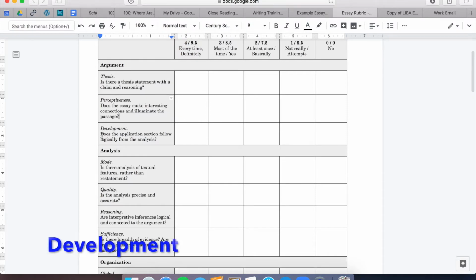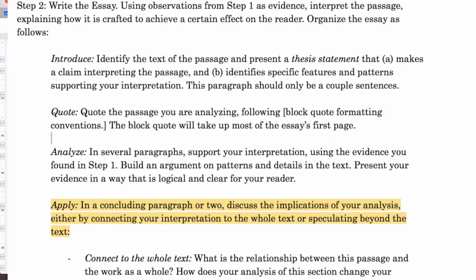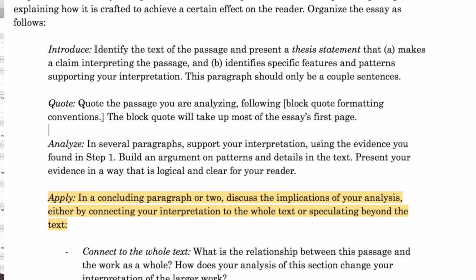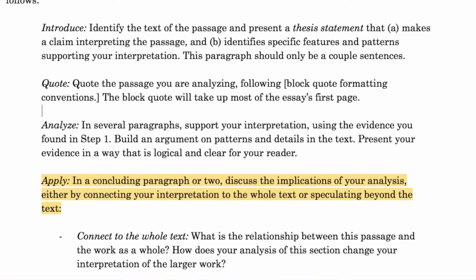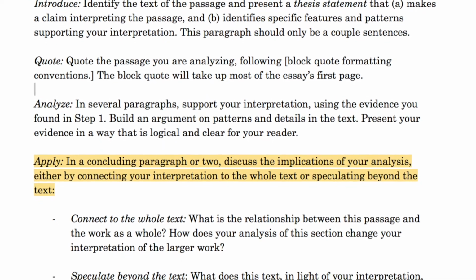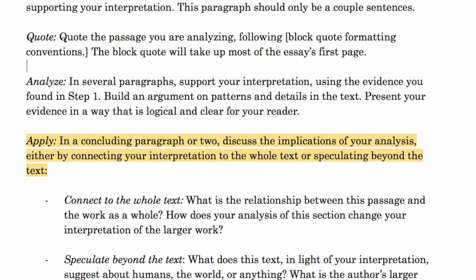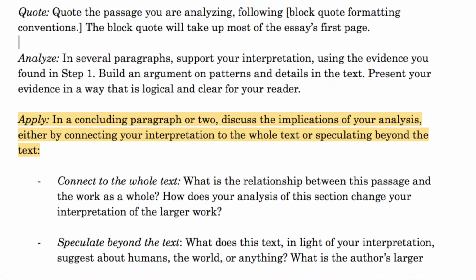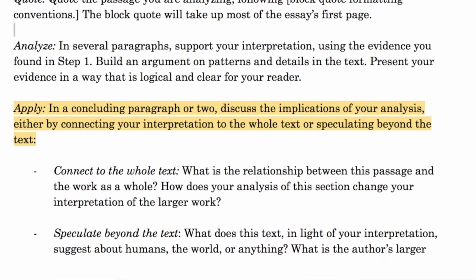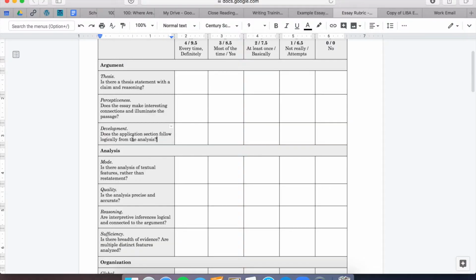The development category is fairly specific and it deals with the application section. You will remember in the close reading assignment, they're asked after their analysis at the end to discuss how their analysis, their interpretation of the passage, applies when putting it back into the whole text, or how it applies in the real world. And this criteria asks, does the application section follow logically from the analysis?